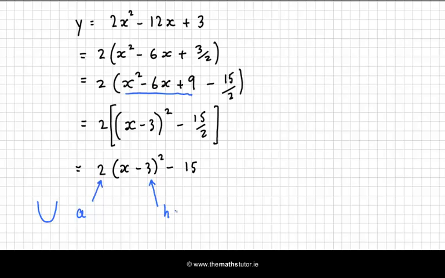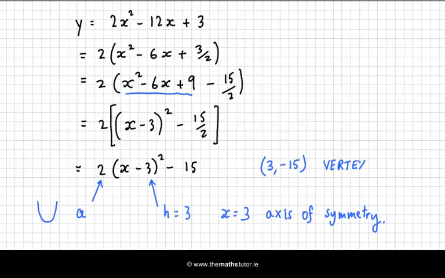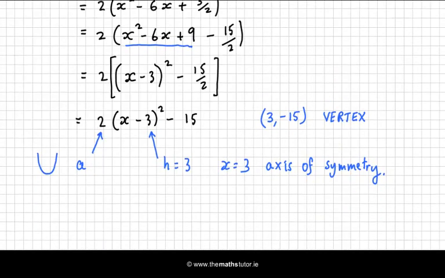H is 3. So x equal to 3 is my axis of symmetry. And k is minus 15, so we have 3 comma minus 15 is my vertex. And just before we finish, I'll just find the roots.